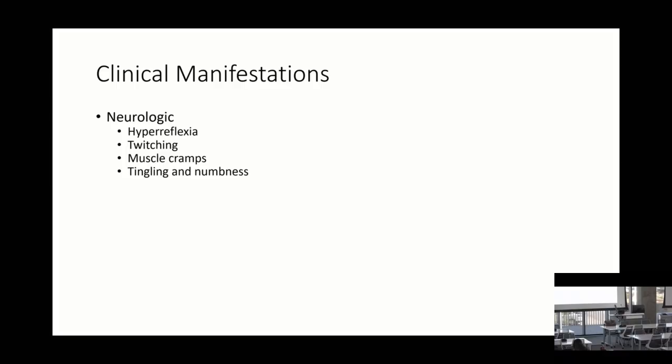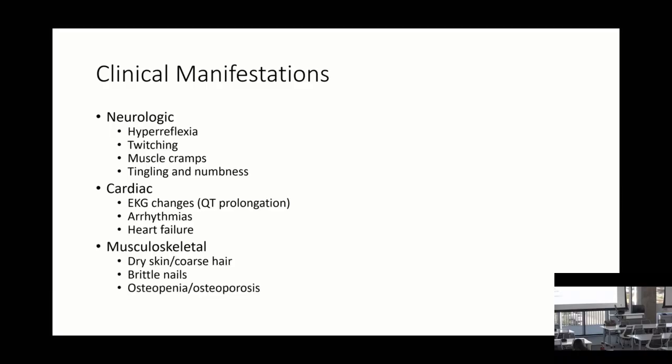So neurologic, so because of the effect of calcium in nerve conduction, you can have hyperreflexia, twitching, muscle cramps, tingling and numbness. Cardiac effects, EKG changes, prolongation of the QT interval, arrhythmias and heart failure if nothing is done to correct the cardiac effects. And then musculoskeletal, dry skin, coarse hair, brittle nails.